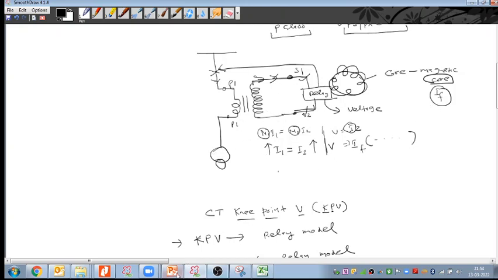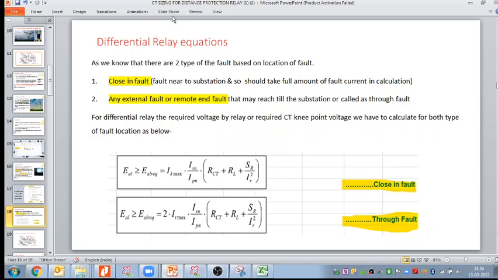So that is the reason I am taking the fault current in the calculations. I think this is clear to everyone, why I'm going to take the fault current. Yeah, so an external fault or remote end fault that may reach till substations is called the through fault current. For differential relay, the required CT knee point voltage we have to calculate for both types of fault locations. For closing fault this formula, and for through fault this formula.